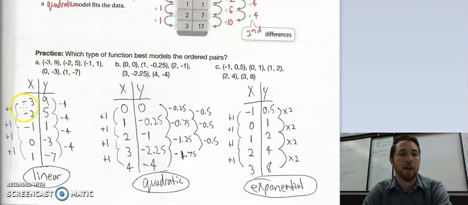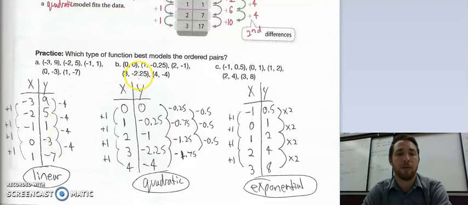For that first one, -3, 9, -2, 5, -1, 1, 0, -3, 1, -7. If I see that the X differences are all constant, the Y differences are all constant as well, that's a common difference of -4, then I see that this is linear. Again, we don't need to worry about second differences. The first differences are all the same.